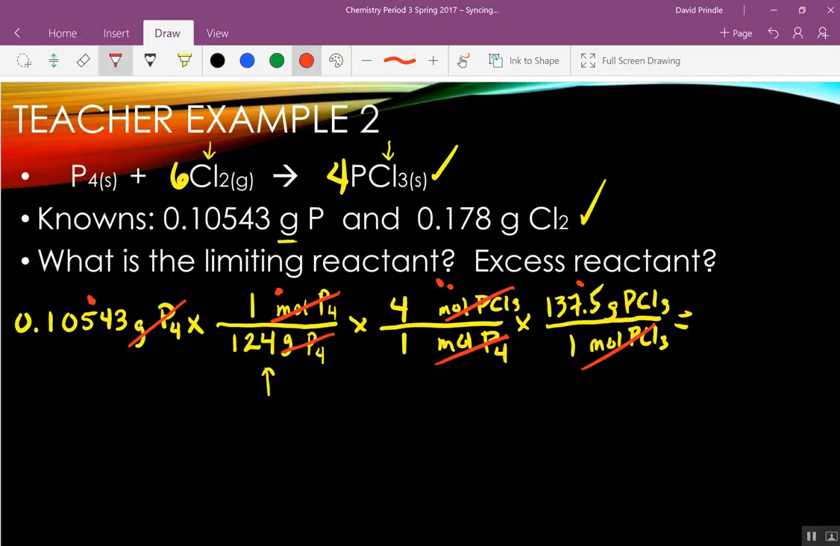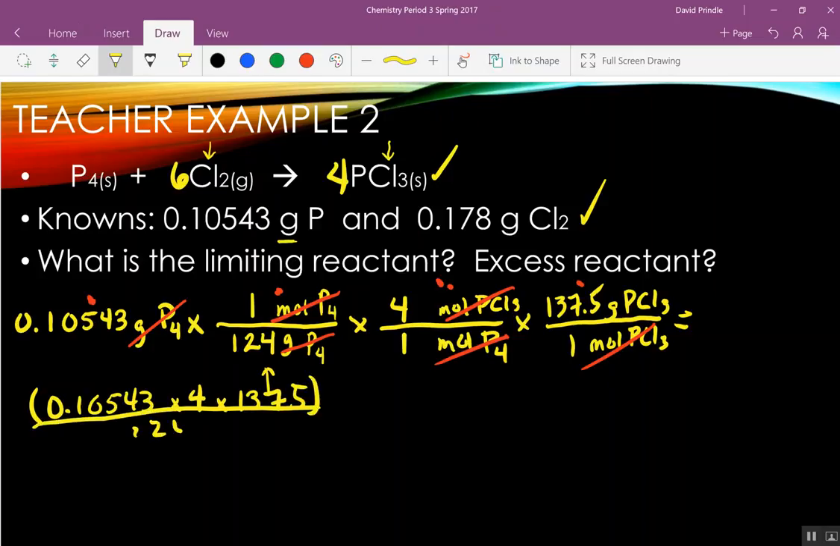So, what you would do is go 0.010543 times 4 times 137.5 divided by 124. What'd you get? 4.43. Does anybody else get that? No. 4.67. What'd you get? 6.33. Okay, hold on. Sydney, tell me what you got. 0.467. Anybody else get what Sid got? Ryan's always right. 4.676. Okay, we'll just stop at 4.67 grams of PCl3.